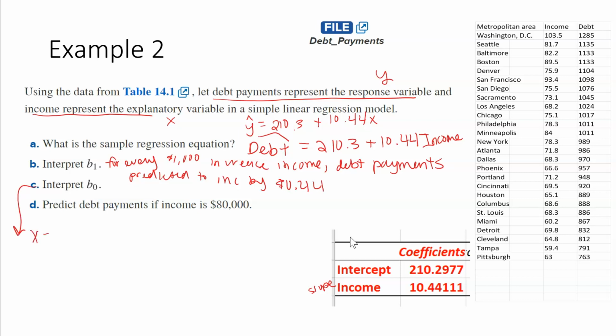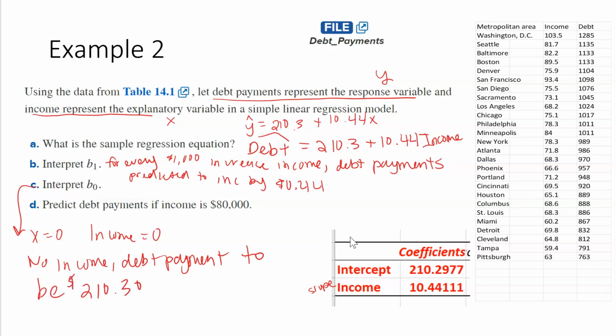So now let's do the intercept. An intercept is when x equals 0. Our x again is income. So when there is no income, the debt payment is predicted to be $210.30. Next: predict debt payments if income is $80,000. We're going to use our sample equation, and remember it's in thousands, so we'll plug in 80. When we type that into our calculator, we end up getting 1045.55. And that's all written out for you right here.